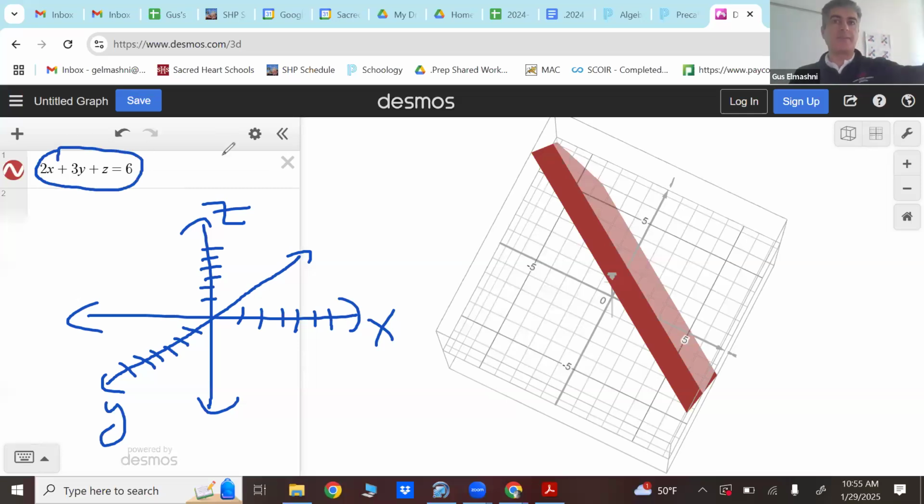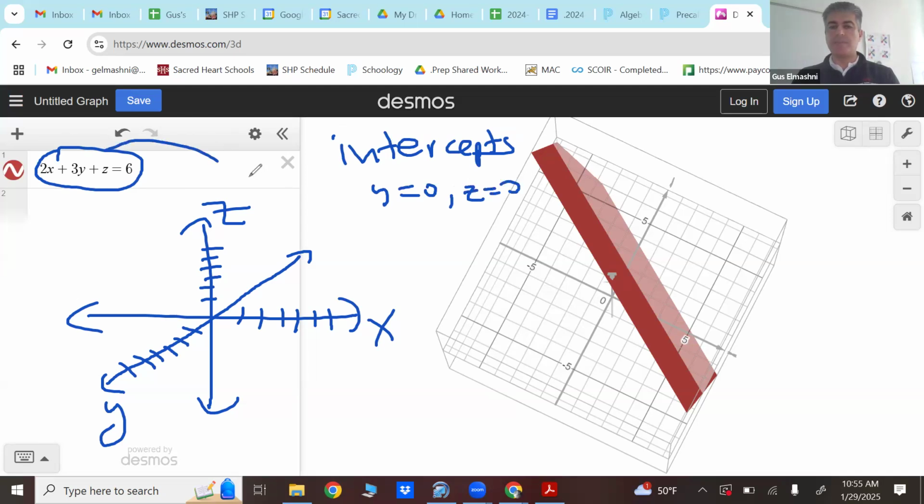Now, if I were to graph this equation here, here's how you want to graph it. You want to find the intercepts. If Y and Z are both 0 for this equation, what would X equal? 3, perfect. Thank you, Ellie. So 3 would be right here. Now, what if X and Y are both 0? What's Z going to equal? 6. Thank you, Sora.